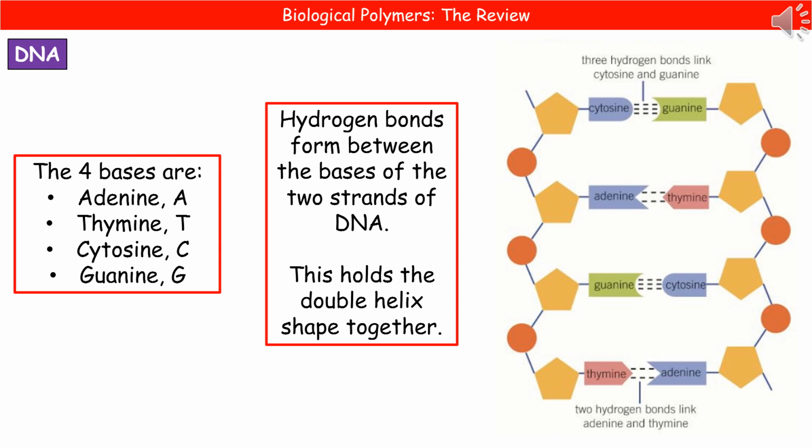And you can see there that when we've got our cytosine and guanine, they form 3 hydrogen bonds between them, whereas adenine and thymine form 2 hydrogen bonds between them. And it's those hydrogen bonds between the bases that holds the double helix shape together. And remember, we will have that complementary base pairing, adenine and thymine, cytosine and guanine.